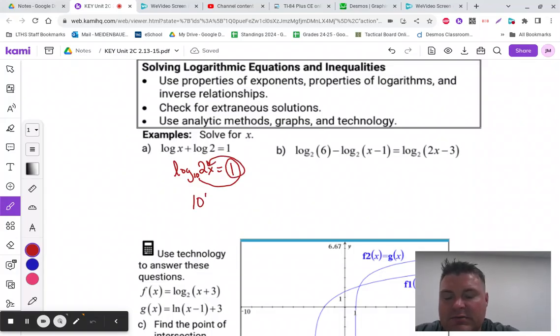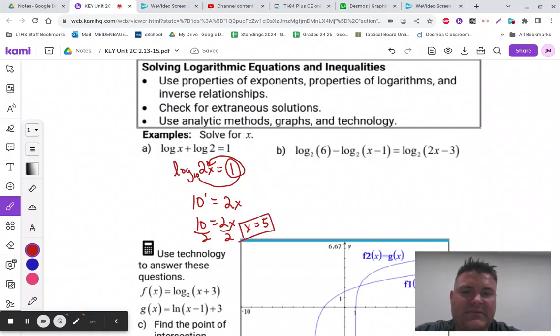So 10 to the 1, which is 10, is equal to 2x. So 10 equals 2x. Divide both sides by 2. X is equal to 5.